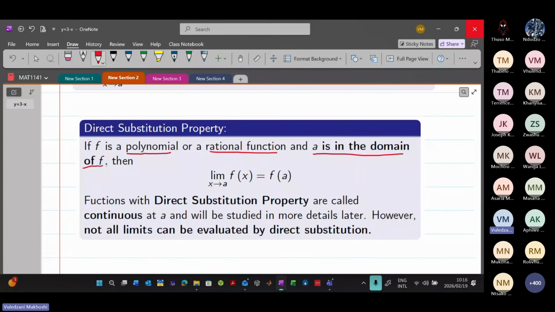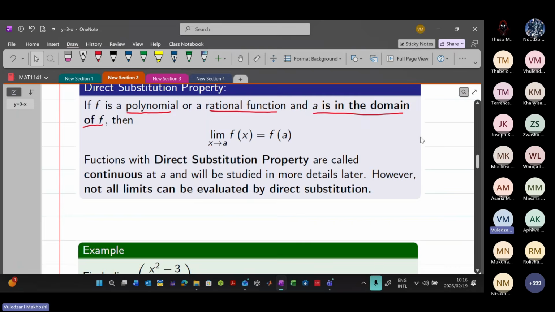That is very important. So functions with the direct substitution property are called continuous. These are continuous functions which are easy to work with. We will define continuity later, and they are continuous at a and will be studied in more detail later. However, not all limits can be evaluated by direct substitution. That is another important point.